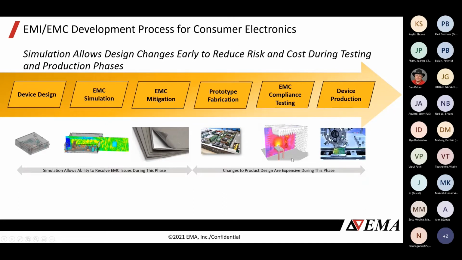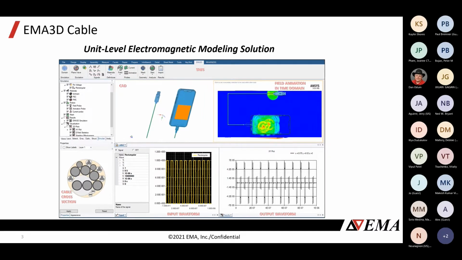So what we recommend in best practices is, during that early design phase, we introduce an EMC simulation phase where we have the ability to make mitigations at a time when production has not ramped up, and it's cheaper and more practical to make changes. So it's about moving things further to the left.